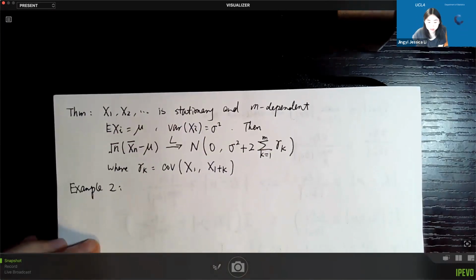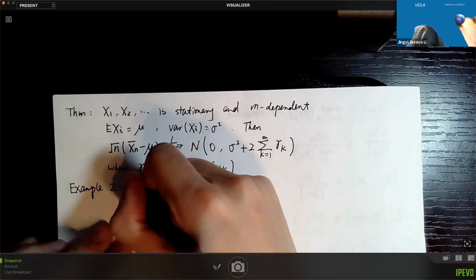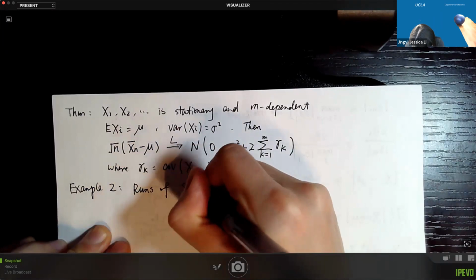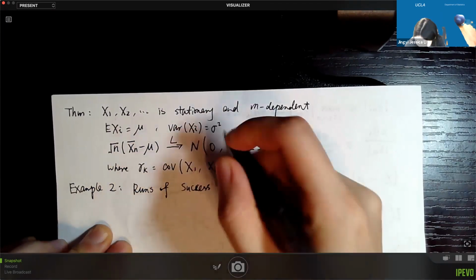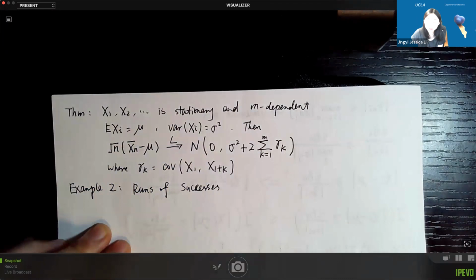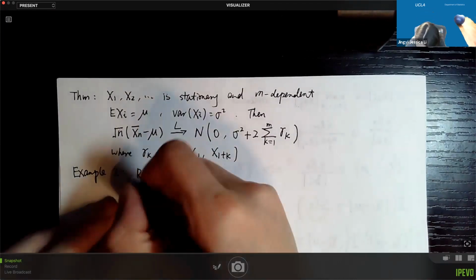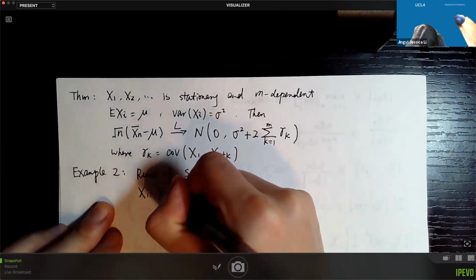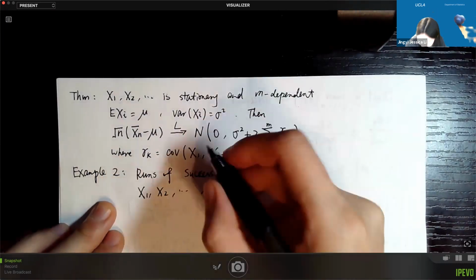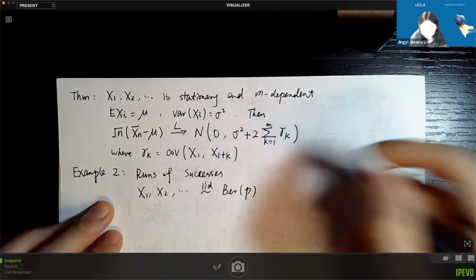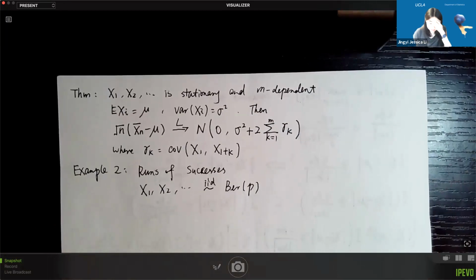So in this second example, we call it the problem of runs of successes. So what does that mean? We are in the classic setting of coin tossing. So let's say that we have x1, x2, and so on. They are IID Bernoulli with probability p. So each toss is independent of each other, and they have the same success probability p.